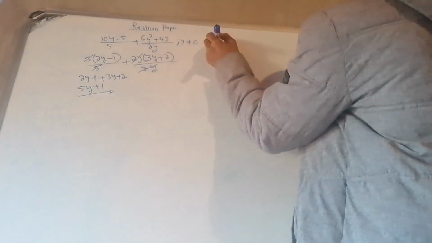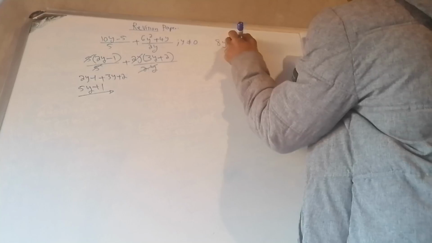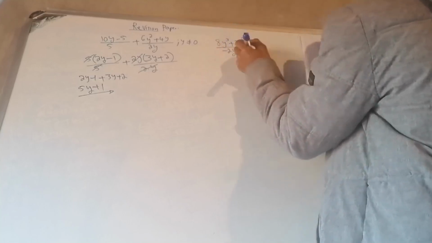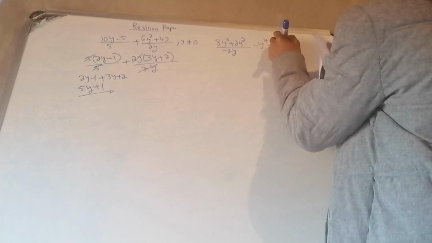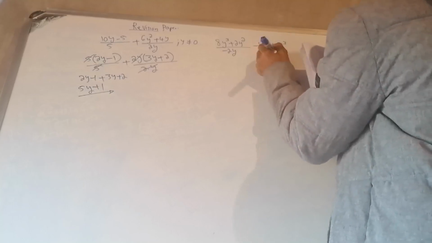Right, I will show you the second one. (8y³ + 2y²)/(−2y − y⁴ − 4y³) all over y².